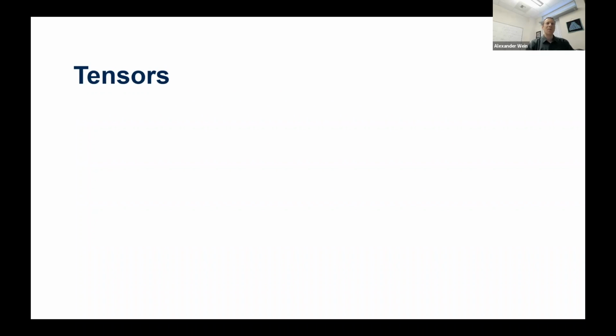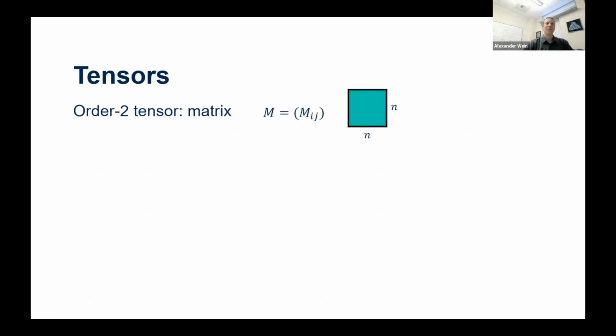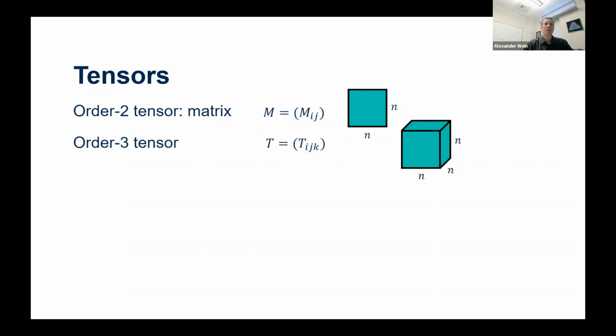So this talk will be about tensors. So what is a tensor? You're already familiar with an order 2 tensor, even if you don't know it. An order 2 tensor is just a matrix, an n by n array of numbers. An order 3 tensor is just an n by n by n cube full of numbers, and we can write the entries, now indexed by i, j, and k.